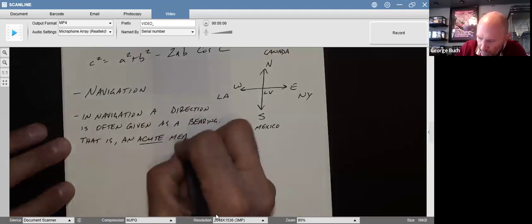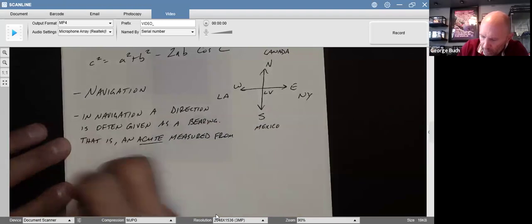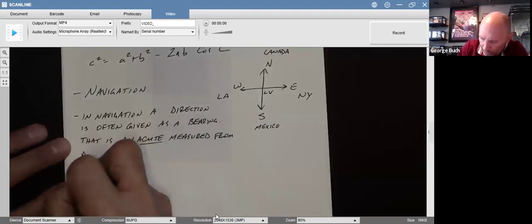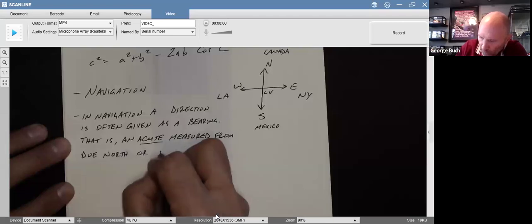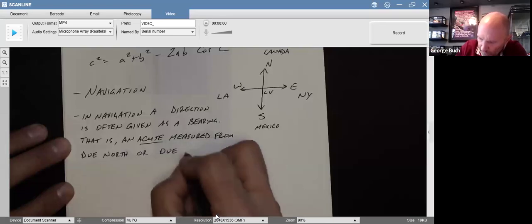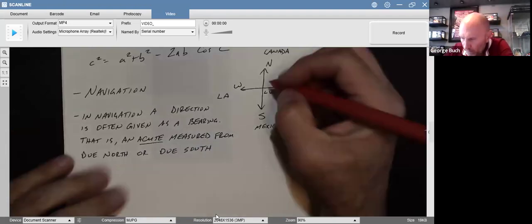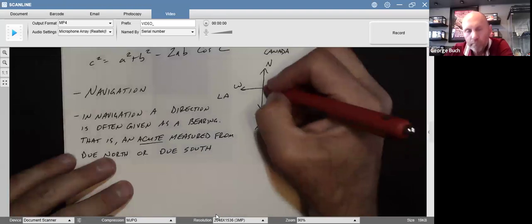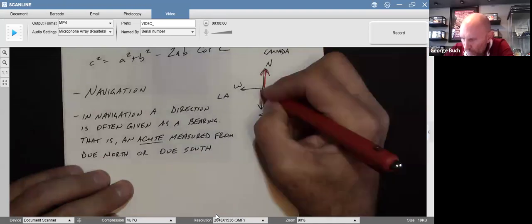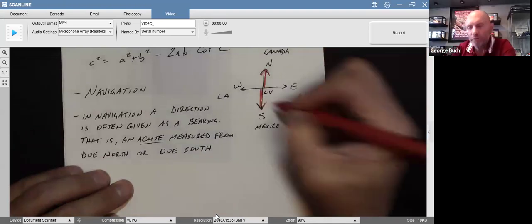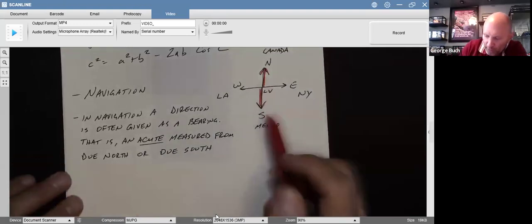measured from due north or due south. So due north is where? It's here. Due south is what? It's down here. And so if it's measured from due north or due south, it means the following.